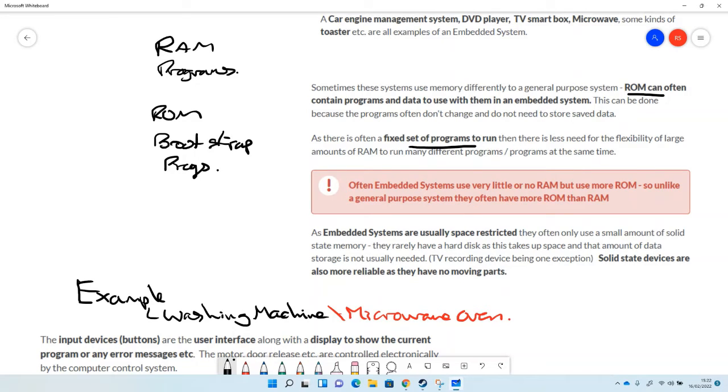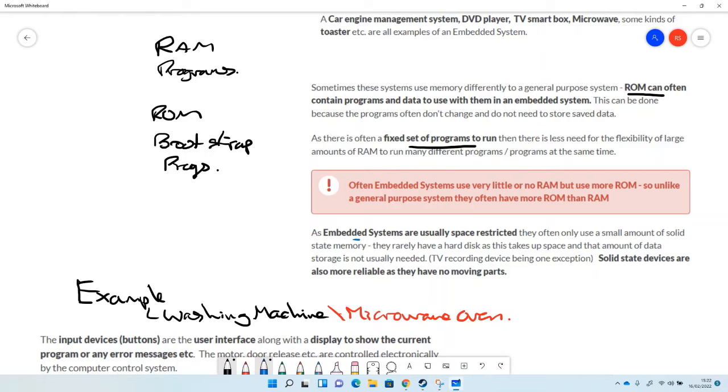RAM, if at all. So that's another point that we can use in a question that says what's the difference between embedded systems and general purpose systems. They use very little RAM or none, but often more ROM. It's usually the other way around, because sometimes you'll get a question saying, is there more RAM than ROM in a general purpose computer? And the general answer to that is yes. But in an embedded system, that's often the other way around.